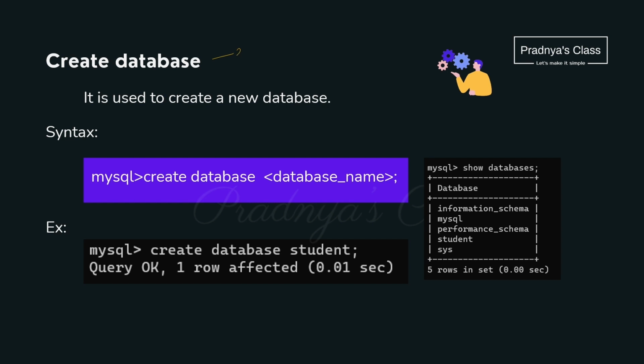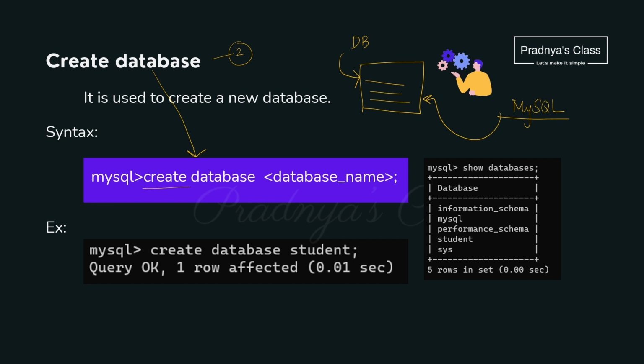The second command is create database, with the help of which we can create a new database. Why do we create a database? Because we can store all the related tables in that database. So here database is nothing but a collection of tables. So before starting work in MySQL, you need to create a database. In that database, then you can create tables. Look at the command create database, and then we have to provide the name of the database. Here is one example, create database student.